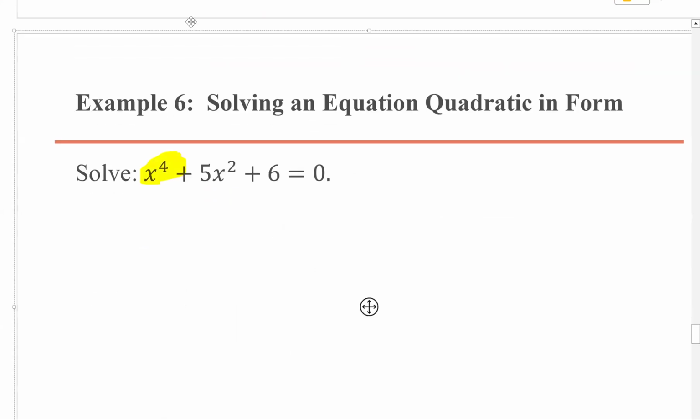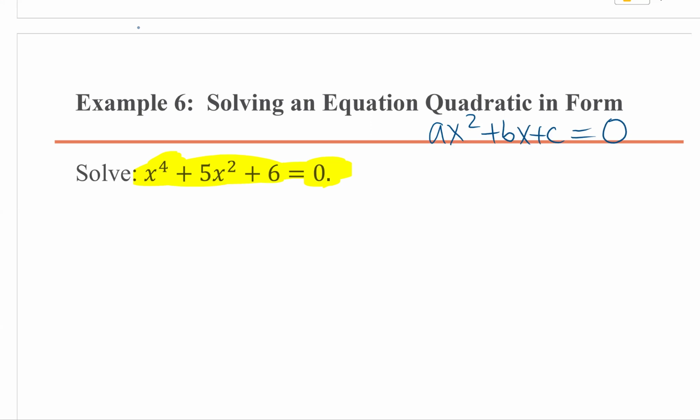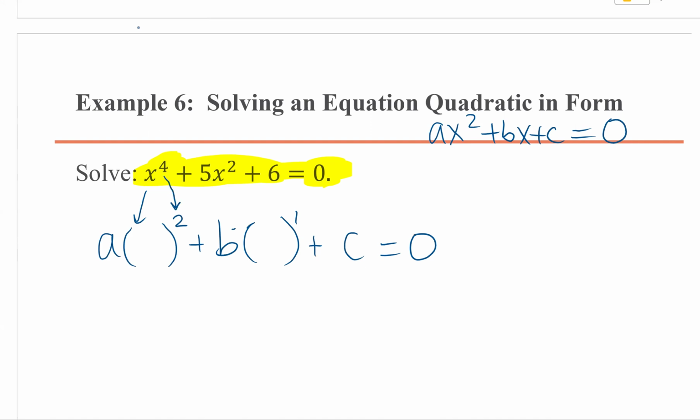Okay, we've got x to the 4th plus 5x squared plus 6. So I guess if it is quadratic in form, quadratic always looks like ax squared plus bx plus c equals 0. An equation quadratic in form, I would want to write this term as something, and it doesn't have to be an x, it could be something else, squared, plus b, whatever b is, to the 1 power, plus c. I guess the only problem is that this is a 4th power, but I need it to be a 2nd power. This is a 2nd power, and I need it to be a 1 power. And I've kind of already got the coefficients.